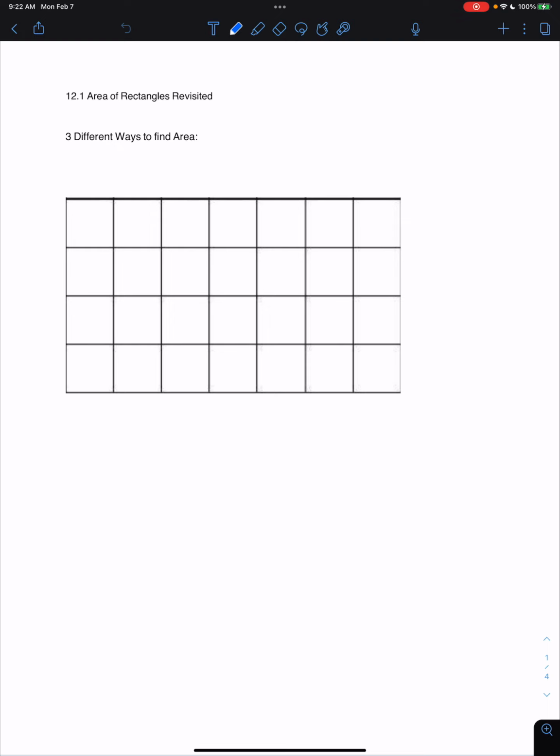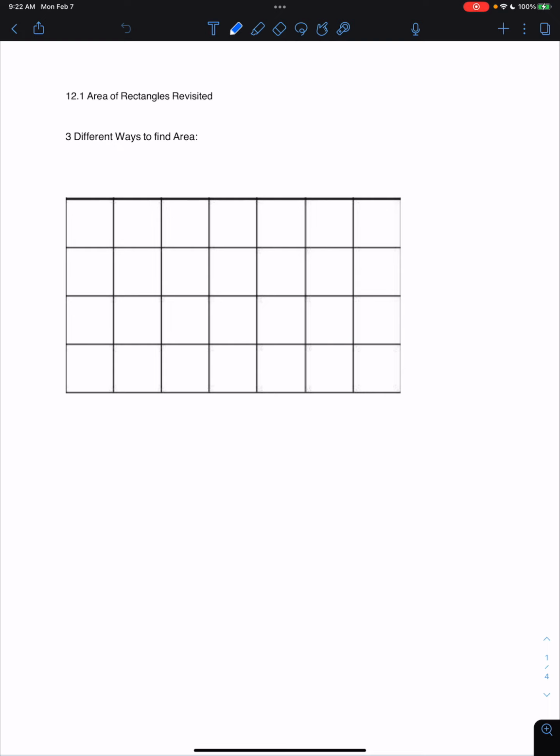So you might want to pause the video now and think about what ways to find the area of a rectangle do I know? And then start it up again and see if you found the same ways that I'm thinking of.